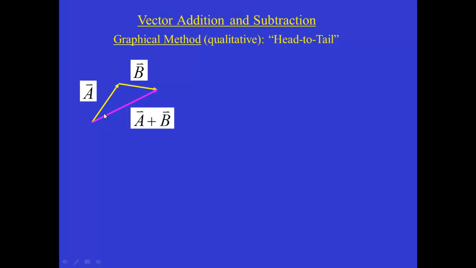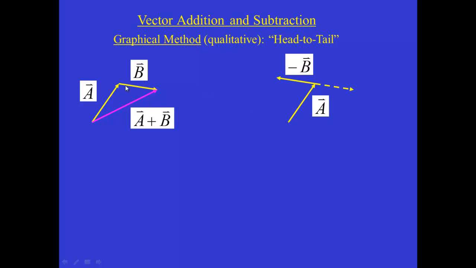It's very easy to see how this makes sense in terms of a displacement. If we move along vector A from the tail to the head, and then we turn and move along vector B to here, the net displacement is given by the vector A plus B. What about subtraction? Well, subtraction is nothing more than adding the opposite of a vector.